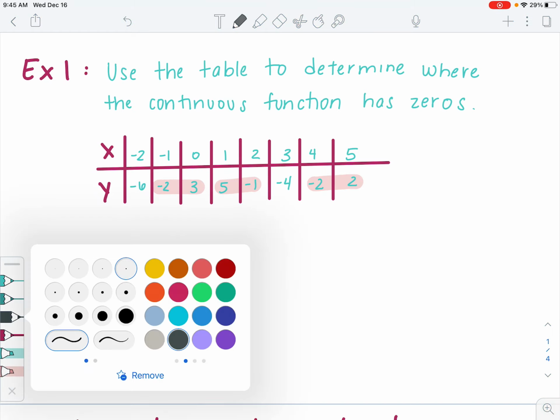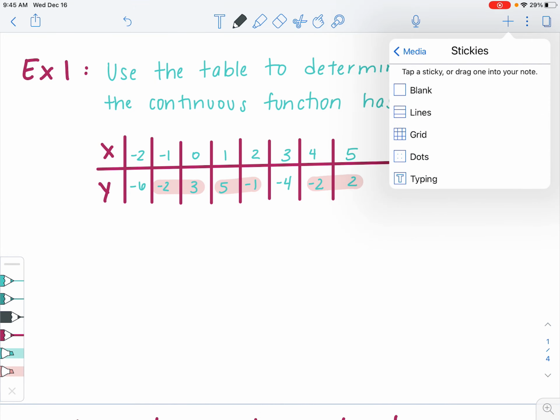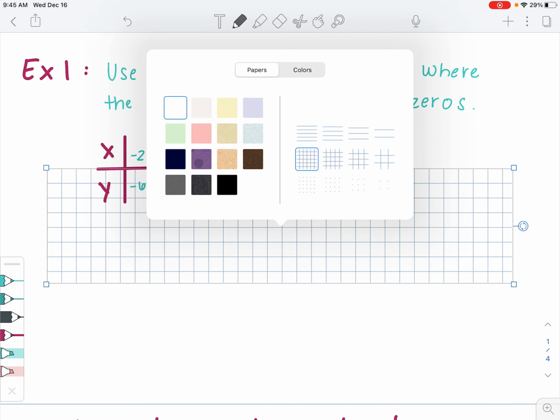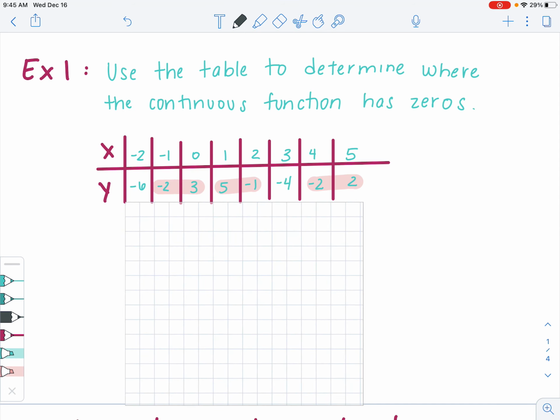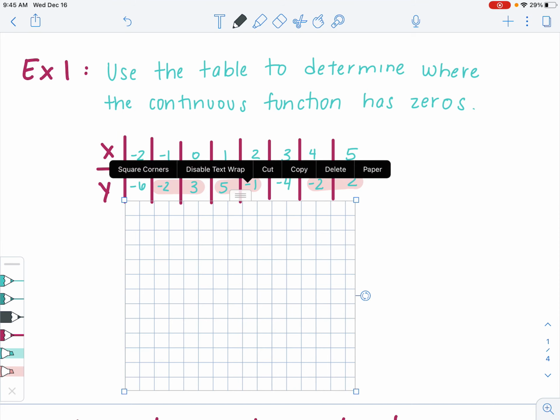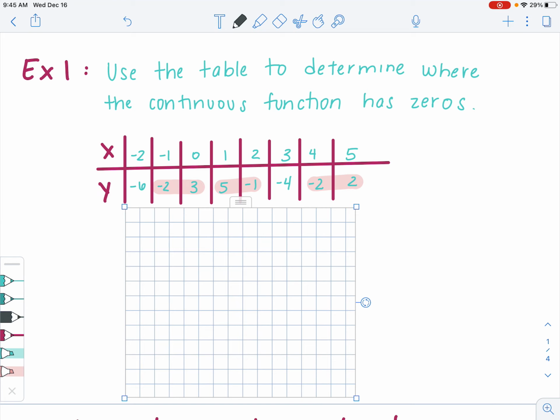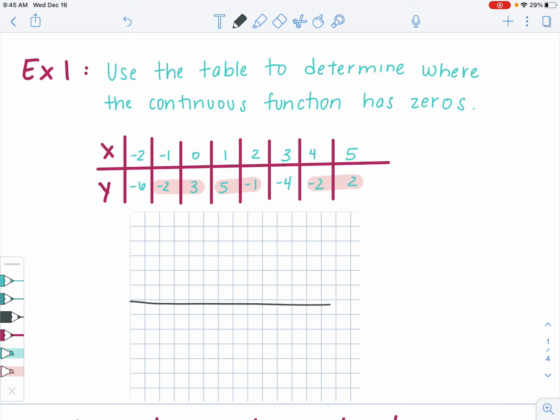If you don't believe me, we can plot these. Let's get ourselves a graph, just to double check to make sure we know what we're talking about. So if I'm going to graph these, let's see. Draw my x-axis. Draw my y-axis. Then I'm going to plot the points. I've got -2, -6. Then I've got -1, -2, 0, 3, 1, 5, 2, -1, 3, -4, 4, -2, and 5, 2.